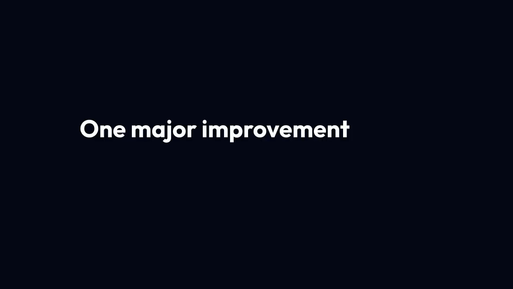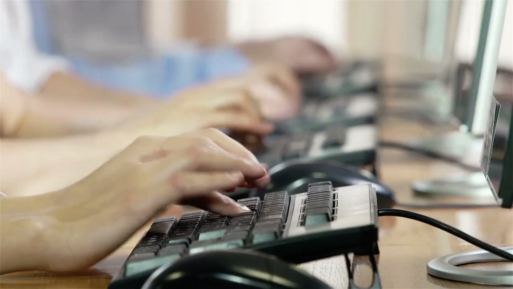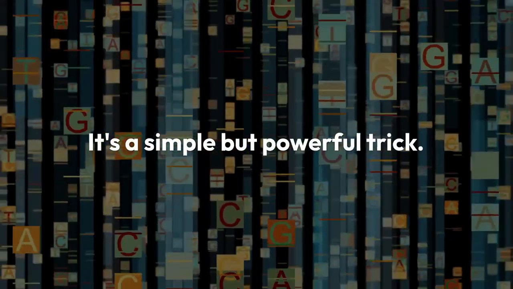One major improvement is early exit optimization. If you are only interested in distances up to a certain maximum, you can stop computing early. As you fill the matrix row by row, if the minimum cost in the current row exceeds your maximum allowed distance, you know the final distance will also be too high. You can then stop the calculation for that pair of strings. This saves many unnecessary computations. It's a simple but powerful trick.